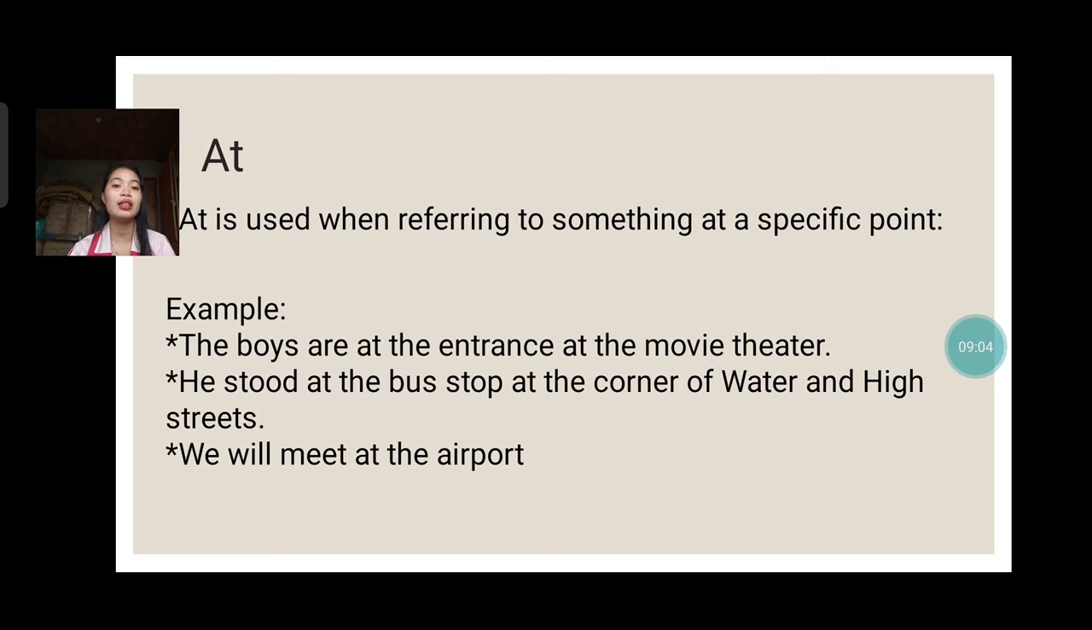The second one is: he stood at the bus stop at the corner of Water and High Streets. Where did he stand? At the bus stop. What are they doing there? Waiting for a bus, and they are standing on the corner of Water and High Streets. The third example of this is: we will meet at the airport. So where will you meet? At the airport.